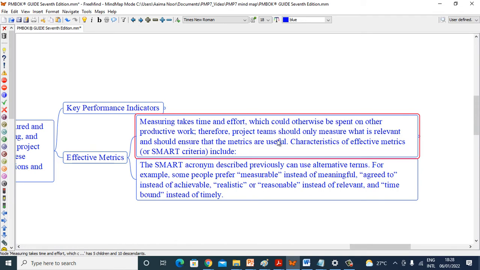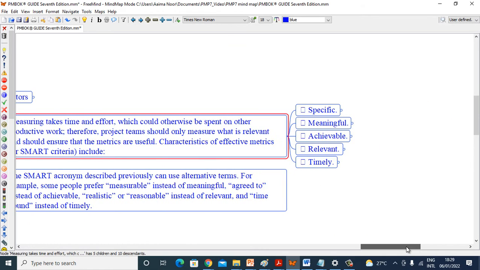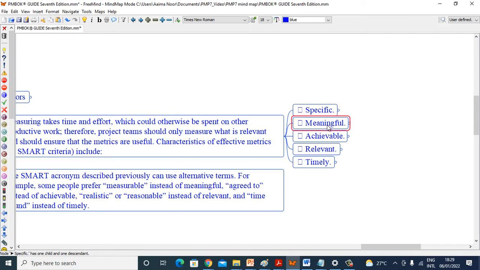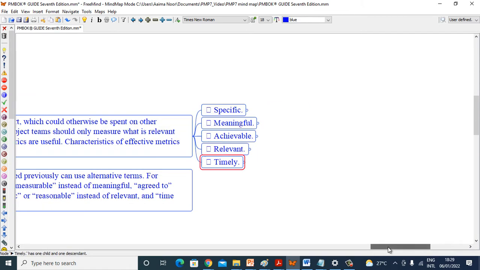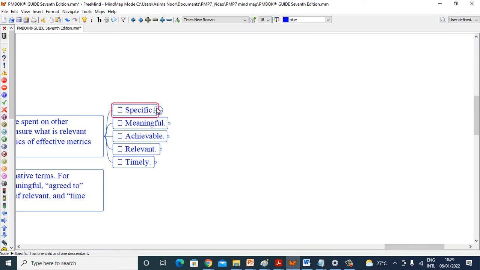Measuring takes time and effort which could otherwise be spent on other productive work. Therefore, project teams should only measure what is relevant and should ensure that the metrics are useful. Characteristics of effective metrics are the SMART criteria, which include specific, meaningful, achievable, relevant, and timely. So let's explore. What is specific?